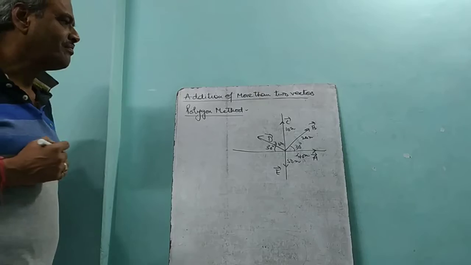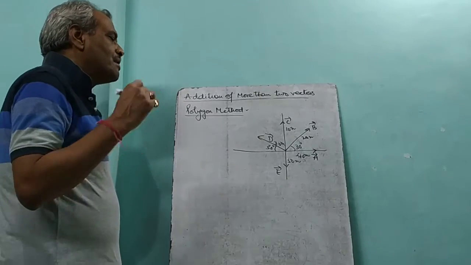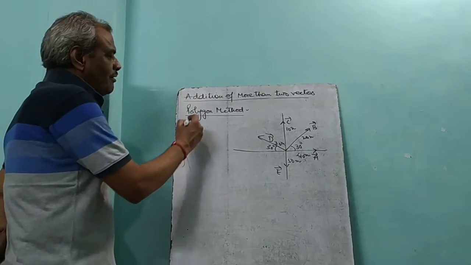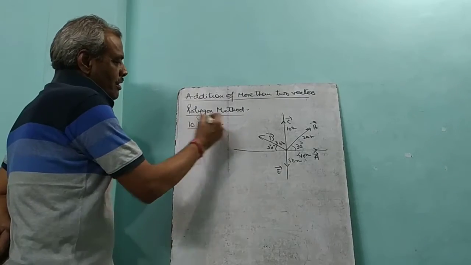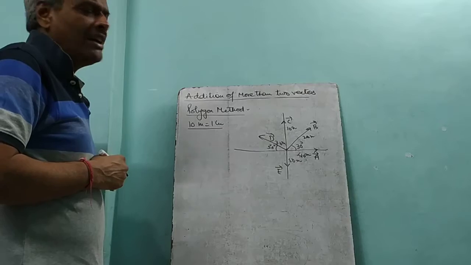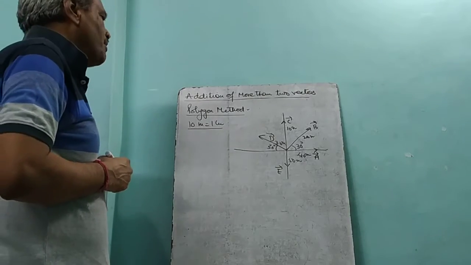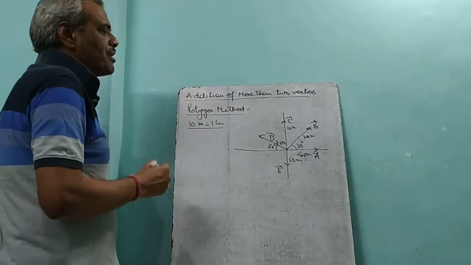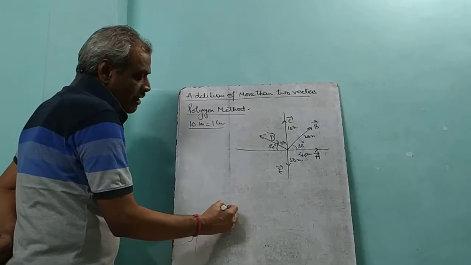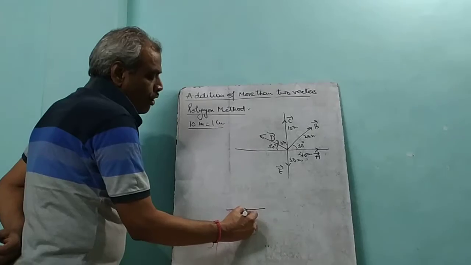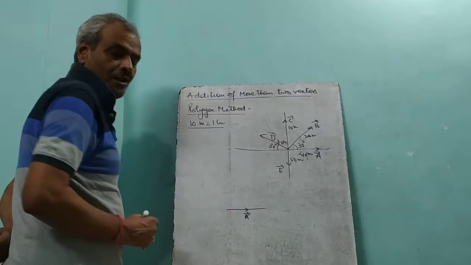See, first of all, we'll take the scale 10 meter equals 1 centimeter. We may start from any vector, from B, from C, from D, from E, from A. I am starting from A. So 10 meter is 1 centimeter, 40 meter, so I will draw a line of 4 centimeters.